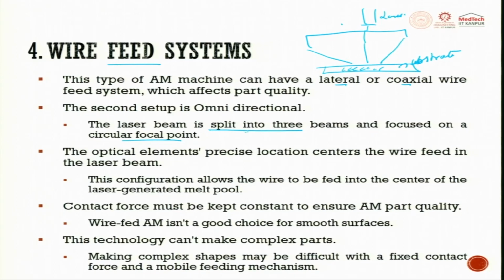So, the laser beam is split into 3 beams and focused on a circular focal point. The optical element's precise location centers the wire feed in the laser beam. This configuration allows the wire to be fed in the center of the laser generated melt pool. Contact forces must be kept constant to ensure additive manufacture produces a good quality output.